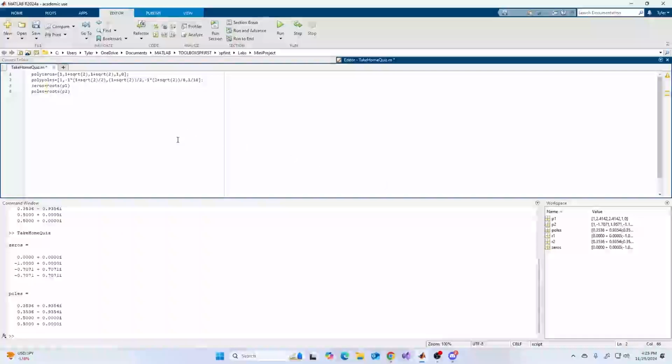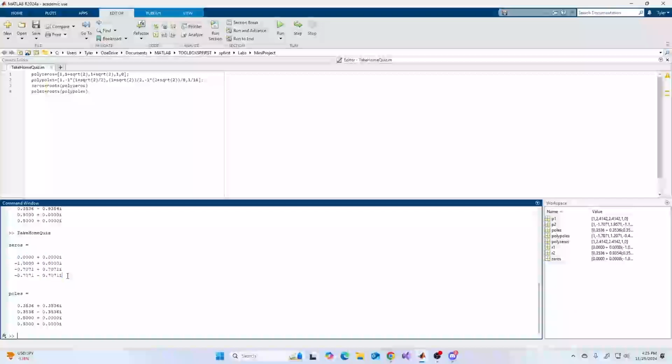So I just plug this in, and so I do poly zeros, and then I do poly poles. Okay, then I run it. It gives me, yep, right here. These are my zeros, these are my poles, and I can write that down. Now, the question becomes, now we have question 3.